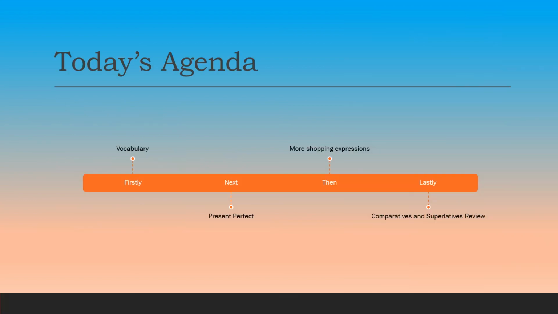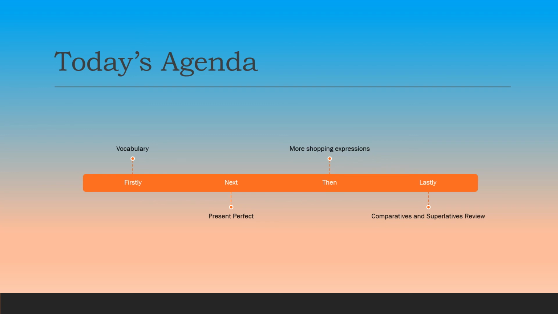Okay, so today's agenda, first we're going to be talking about the vocabulary. We always do vocabulary. We're going to talk about the present perfect tense, which I believe we've talked about before, but we are going to review that again. And then we're going to talk about some more shopping expressions because I think shopping is very important. Many of you are going to shop when you go abroad. Many of you already have shopped. So it can be a very useful thing to talk about for us.